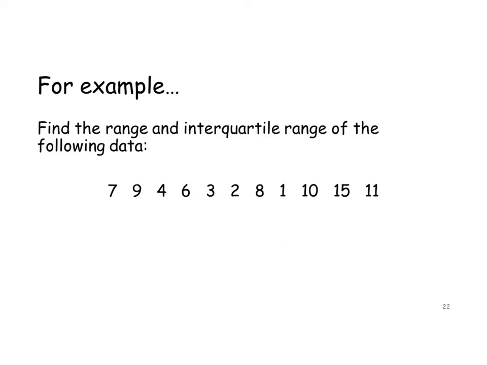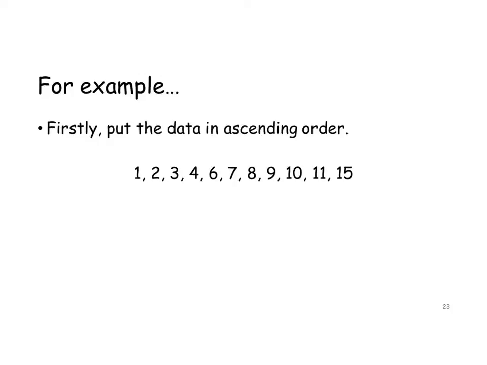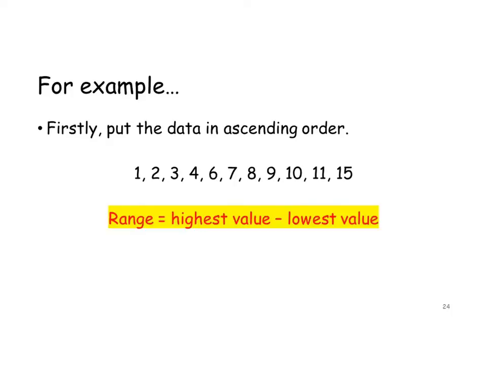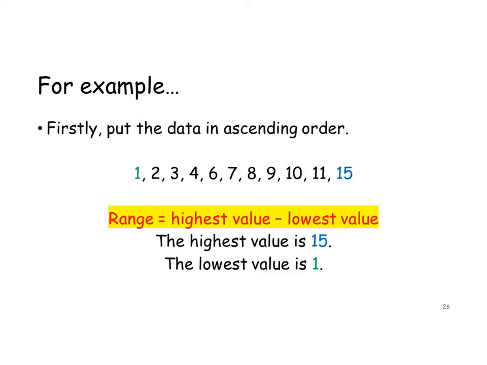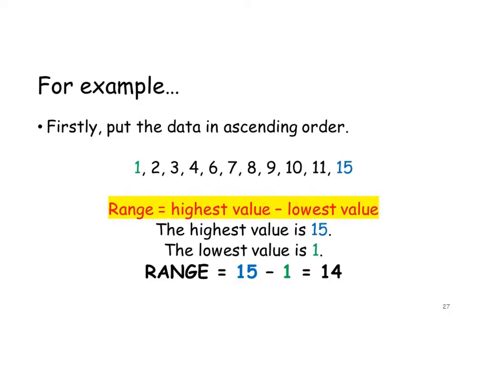Let's look at an example. Find the range and interquartile range of the following data. And here we have discrete data and just a list of numbers. So the first thing is to put them in ascending order. That's from lowest to highest. The range, remember, is the highest value minus the lowest value. The highest value here is 15. The lowest value here is 1. So the range is 15 minus 1, which is 14.